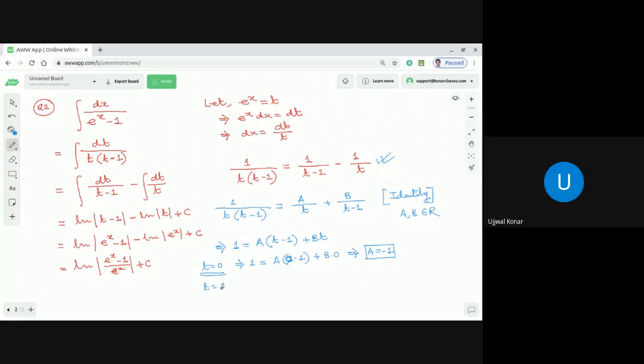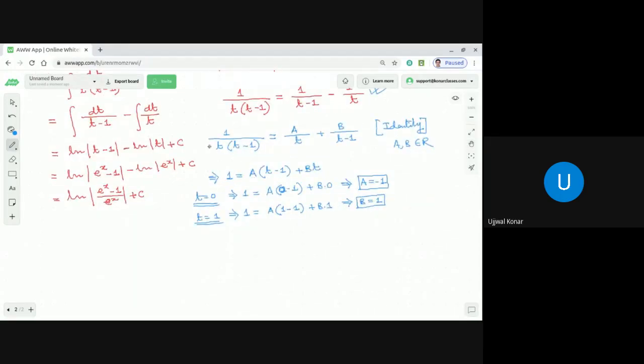Next we apply t equal to 1. Then left hand side will be the same, 1, correct or not? Right hand side should be a into 1 minus 1 plus b into 1. So what is the value of b we are getting? Plus 1, correct or not, dear students? So then we can represent the expression as 1 by t into t minus 1, where a is equal to minus 1 and b is equal to plus 1.